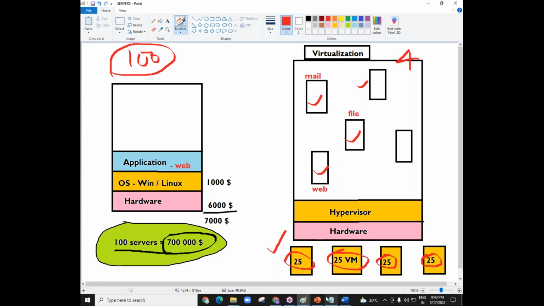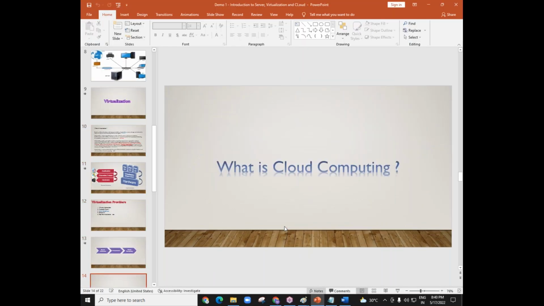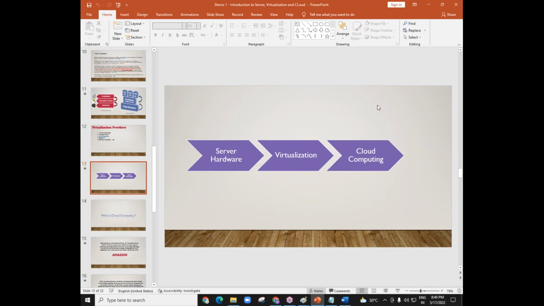But once you go to cloud computing, my friend, what happens? See the definition again. The first way of taking a server is by using server hardware. This is completely outdated now. The second way of taking a server is virtualization. And the third way of taking a server is cloud computing. So now let us see what cloud computing is. I'll show you the definition again.